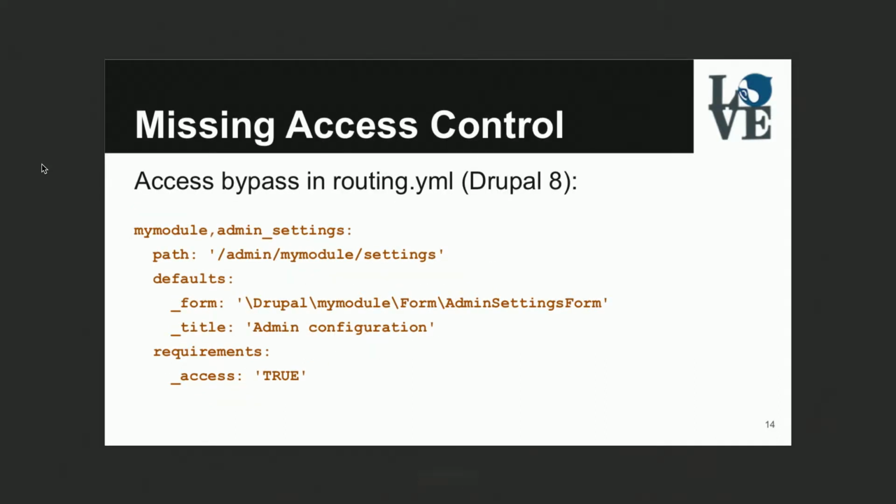The Drupal 8 example is very similar. We have this requirements access true, which is what the Drupal 8 route definition would look like. It has the exact same problem. Anyone on the internet who knows this path can get to it and potentially submit that administrative form and change some setting on your site. Not a good idea. Don't do that.